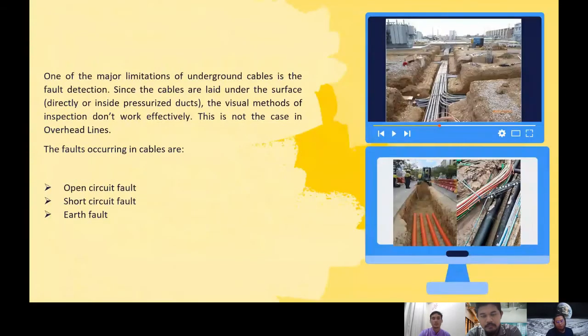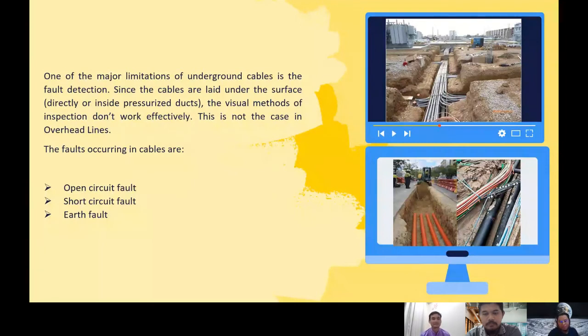One of the major limitations of cables is fault detection, since the cables are laid under the surface, either directly buried or inside pressurized ducts. Visual methods of inspection don't work effectively. This is not the case for overhead lines. Faults of underground cables are these three: open circuit fault, short circuit fault, and earth fault.